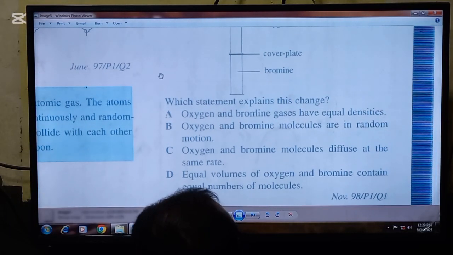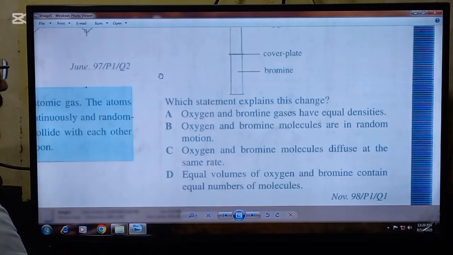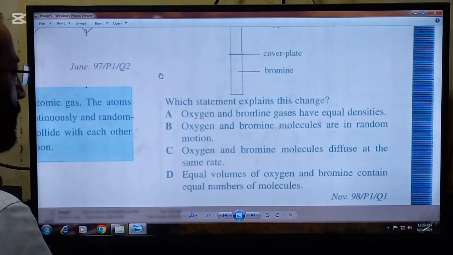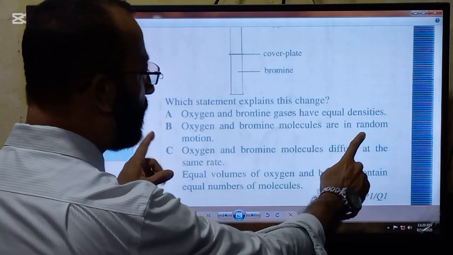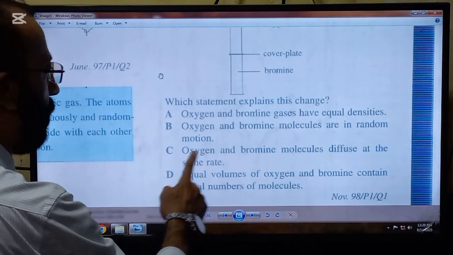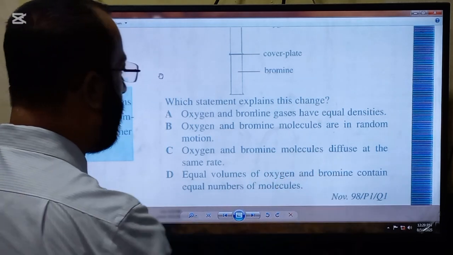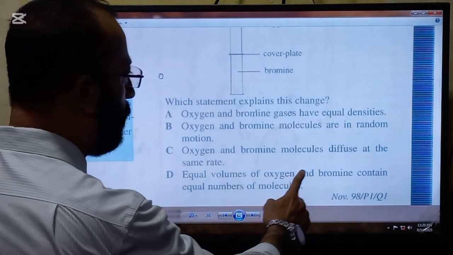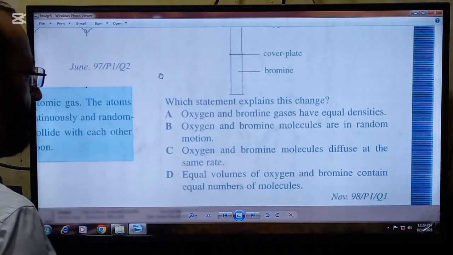And here are the options. A is, oxygen and bromine gases have equal densities. So for equal densities, relative molecular mass should be equal. B is, oxygen and bromine molecules are in random motion. C is, oxygen and bromine molecules diffuse at the same rate.